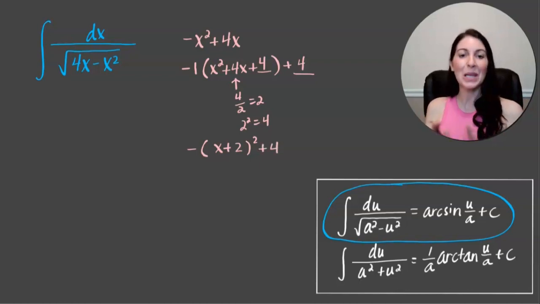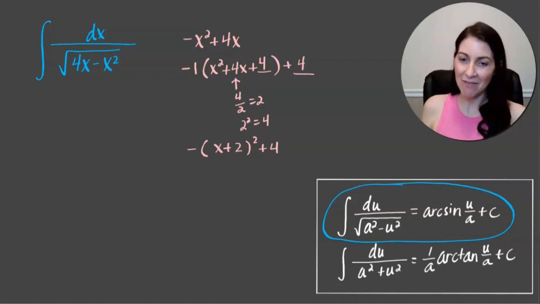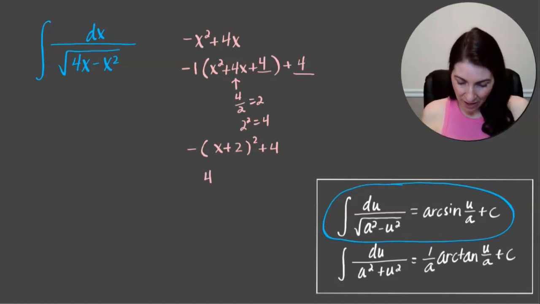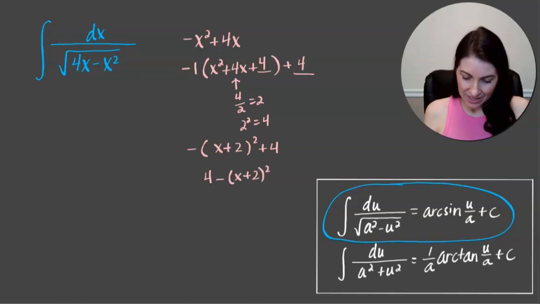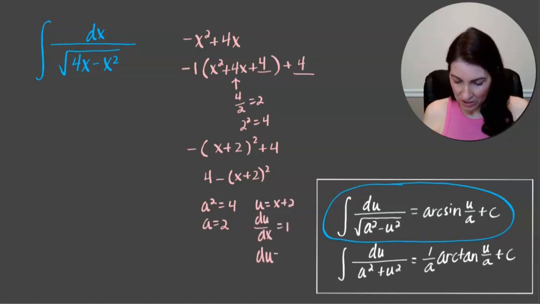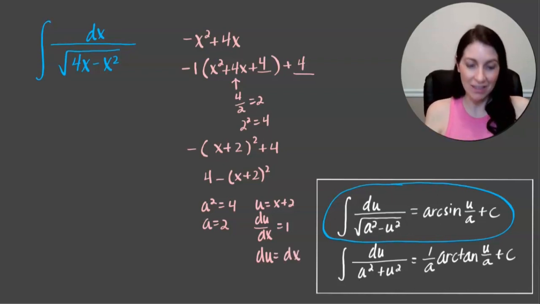Now, to make it look a little bit more like the form that we're having in the lower right, which is the square root of a squared minus u squared, where a is a constant, I'm going to flip-flop this around and write it as 4 minus the quantity x plus 2 squared. Now I can see that if a squared is 4, a must be 2, and if u is x plus 2, then the derivative of u with respect to x would be 1, or du is equal to dx. This allows us to rewrite this integral.